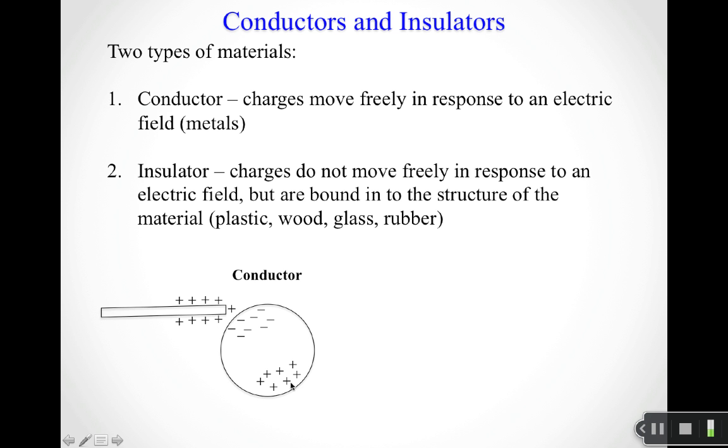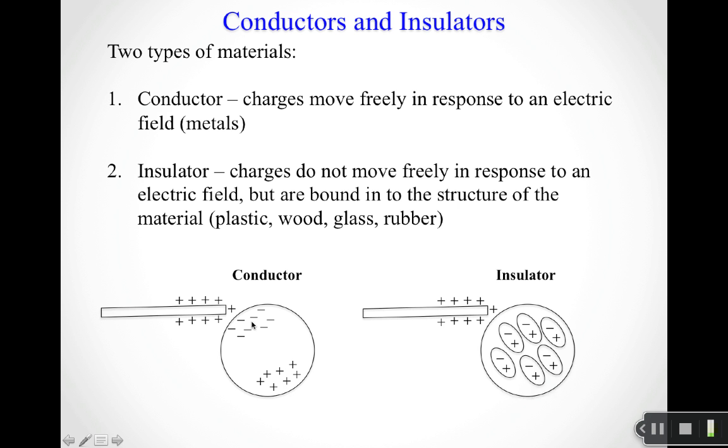and an absence of negative charge over here. So you end up with a negatively charged side of the conductor where all these free electrons have gathered in response to the positive rod, and then a positive side of the conductor where all the free electrons have left.